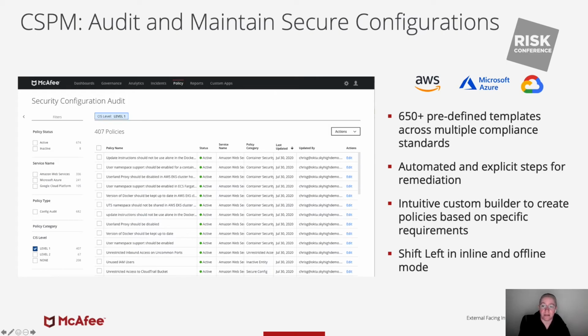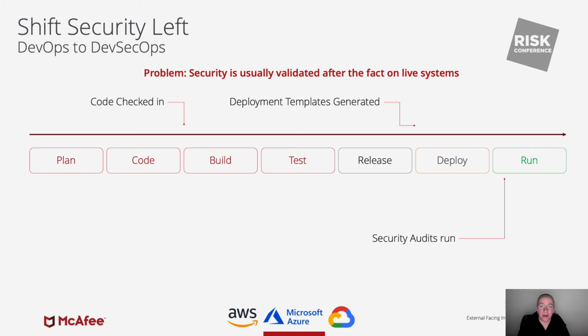Things like policy status, active or inactive, obviously the service name and so on, there's more information, but it's really helpful. 650 plus predefined templates is a considerable amount of ready-made work that we have available. Now, I mentioned before the security of developer operations. So the DevSecOps. It used to be that the security audits would run almost at the end of the cycle. Now we're really looking into shift left.